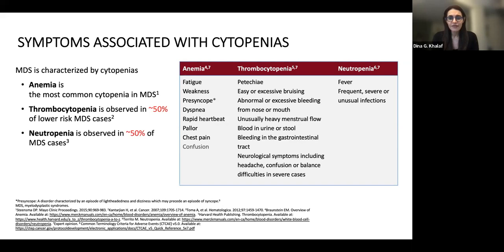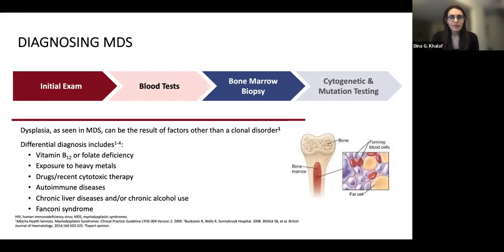Some of them could have chest pain, and people who have low platelet counts can have bleeding or bruising. And patients with low white cell count or neutrophil count would have fever, and they could have recurrent infections as well. So how do we diagnose MDS?